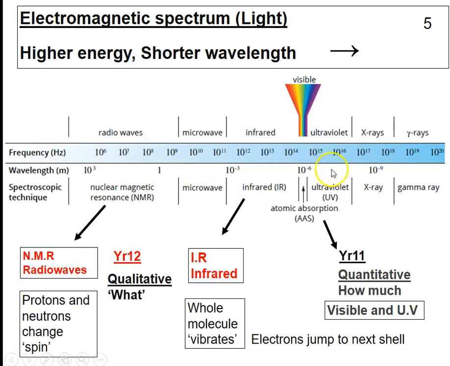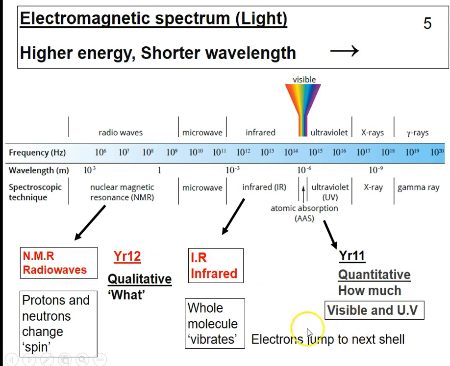So spectroscopy, as I've said, is using light to study molecules. In year 11 we looked at visible light and ultraviolet light to work out how much of a chemical we've got. This range of light goes from long wavelengths up to short wavelengths. Ultraviolet, X-rays and gamma rays are really short wavelengths, so they have a lot of energy. The ones on this side of the visible range are long wavelengths and have less energy. So for year 12, we're going to be looking at infrared and radio waves.